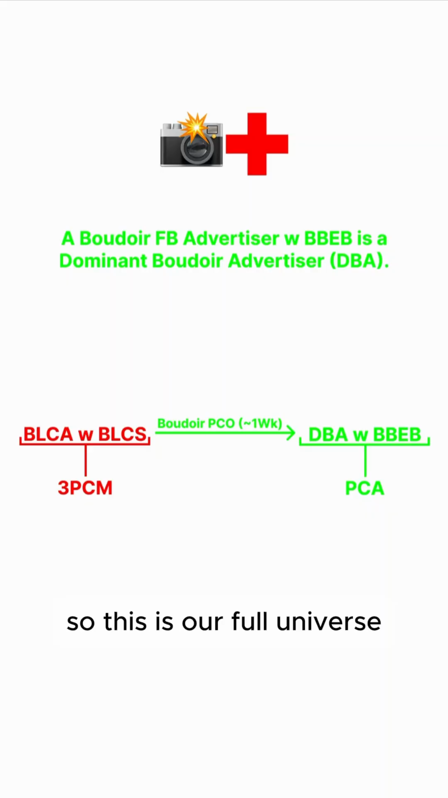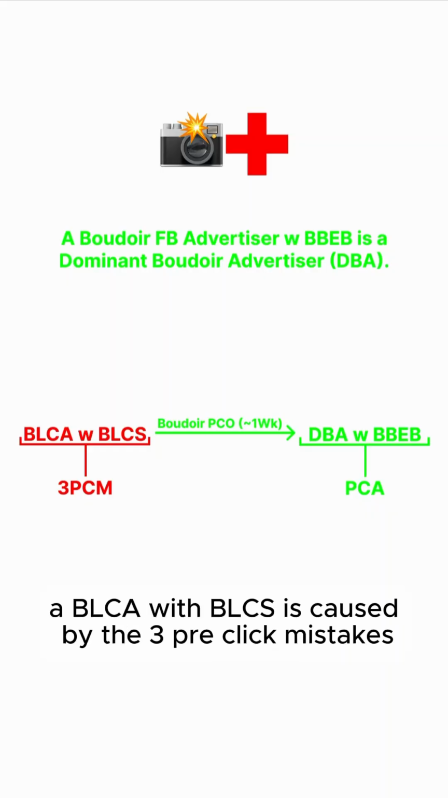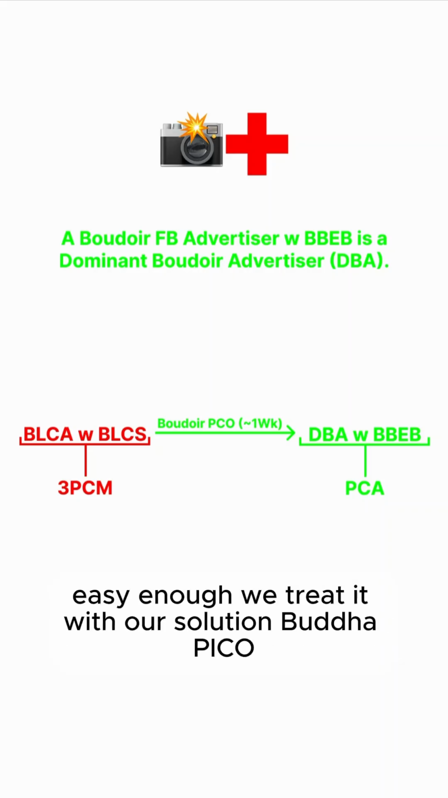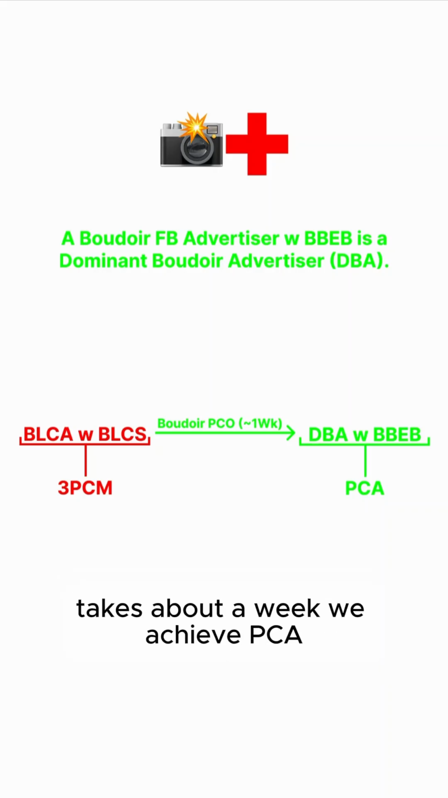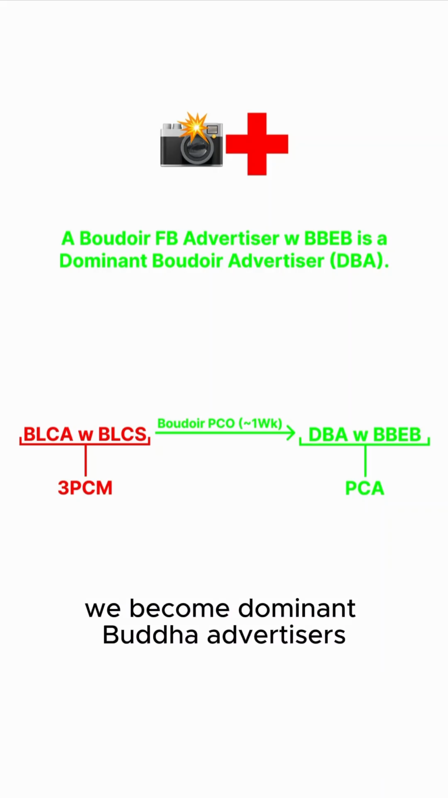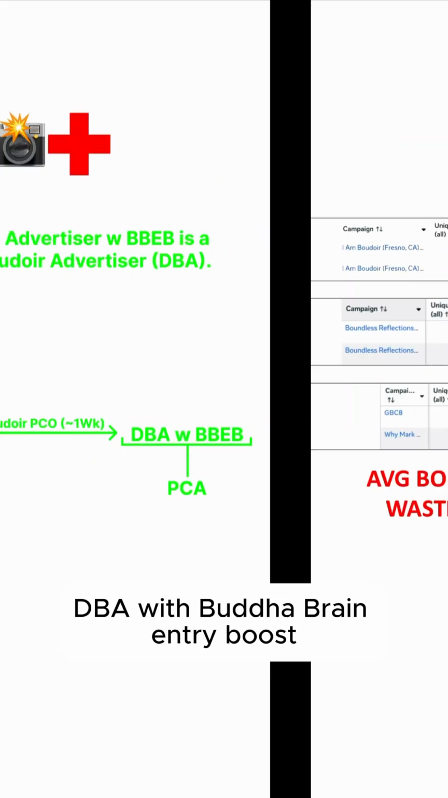We also know that a Boudoir Facebook advertiser with Boudoir brain entry boost is a dominant Boudoir advertiser, a DBA. So this is our full universe. A BLCA with BLCS is caused by the 3 pre-click mistakes. Easy enough. We treat it with our solution, Boudoir Pico. It takes about a week. We achieve PCA, the pre-click alignment, and we become dominant Boudoir advertisers, DBA, with Boudoir brain entry boost.